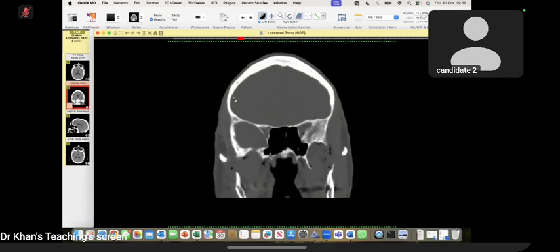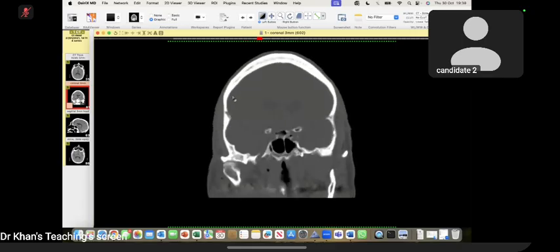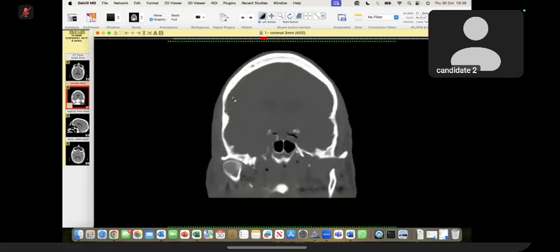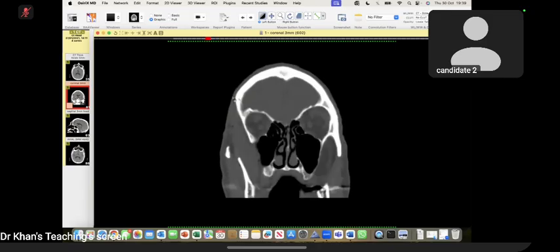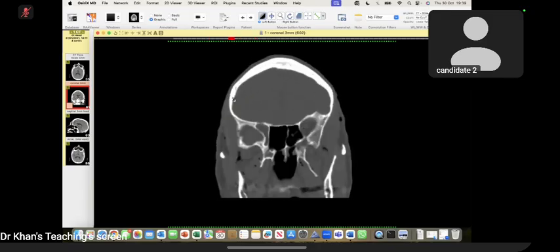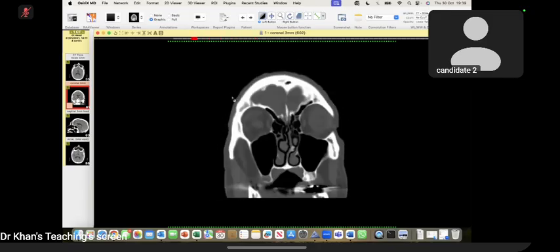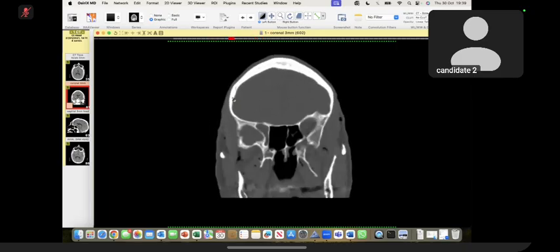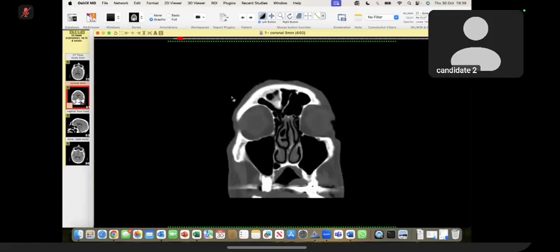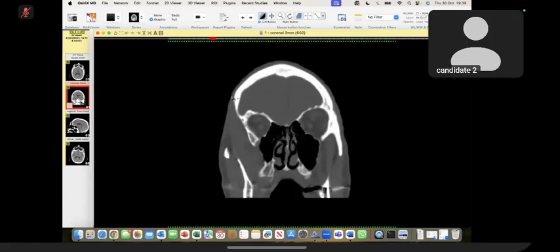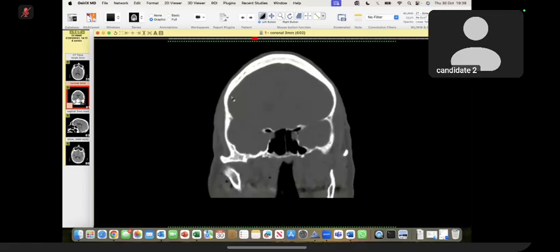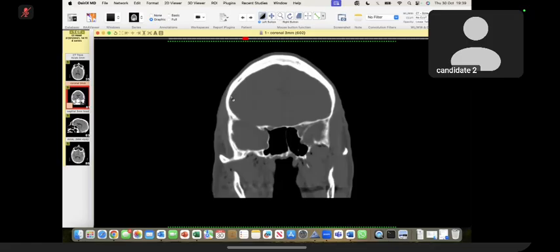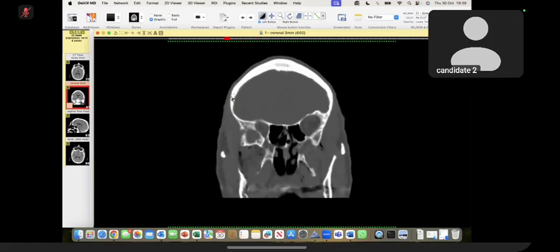So considering this, this does not look to be infective or inflammatory. I would rule out the possibility of any trauma in this patient. I could not appreciate any bony destructive pathology or any fracture. I would compare these findings with any prior images to see if these are acute changes. I could not appreciate any pneumocephalus or midline shift.